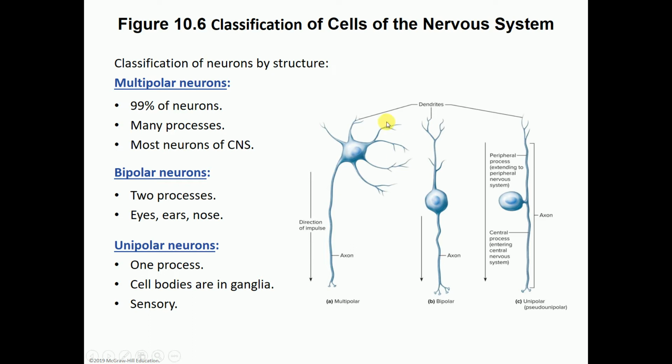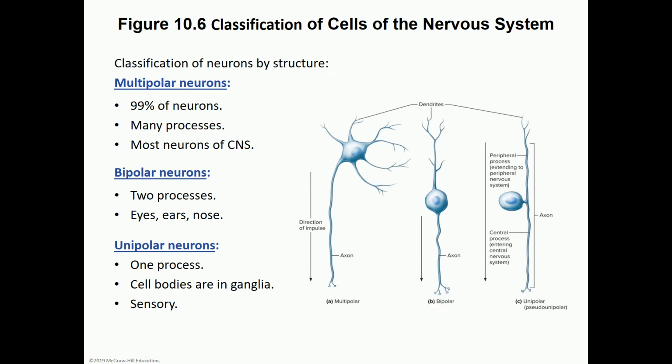They have multiple dendrites, and that's where the name multipolar comes from. And as usual, they have that one axon. The next kind of neurons that I want to introduce are these bipolar neurons. These are for special senses. So they will carry senses that are only found in the head and neck.